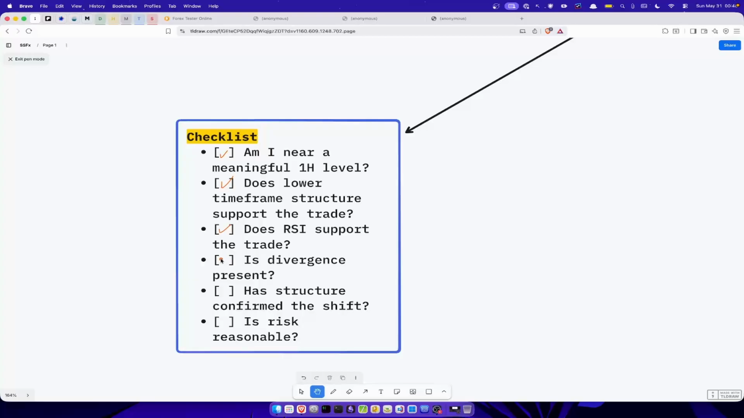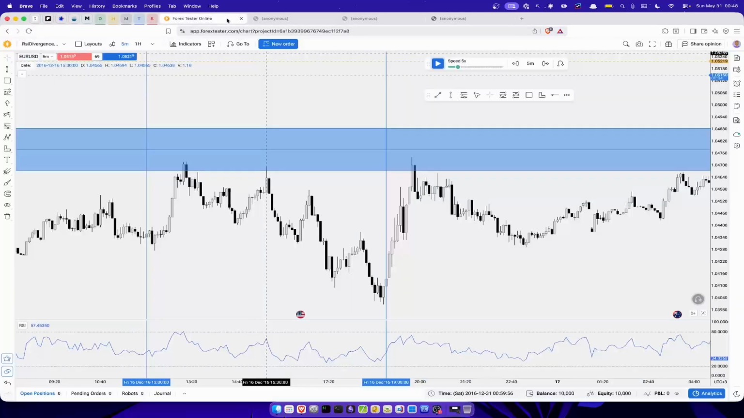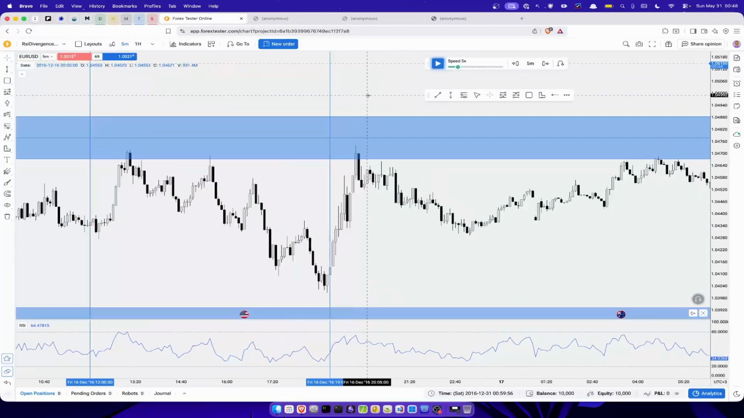Next, is there divergence? Yes, we've confirmed that with the RSI. And then, has structure confirmed the shift? Now, this is the important bit, this one and the next step. The next step is essentially managing your risk, but confirming the shift using structure. So, despite getting divergence here, we need something that confirms, okay, now we can enter.